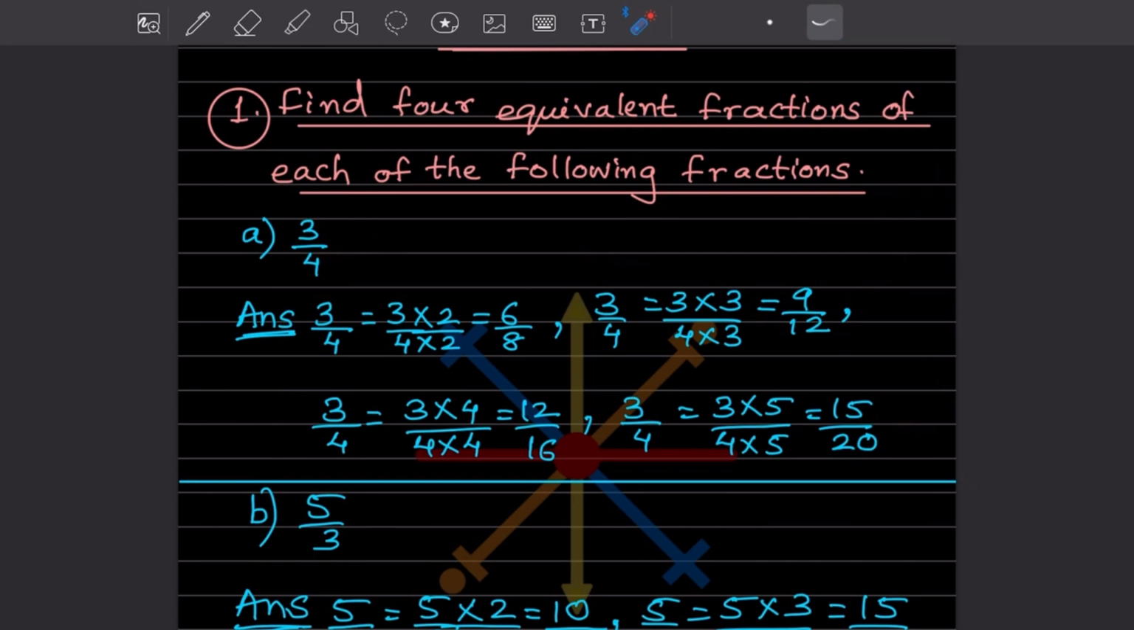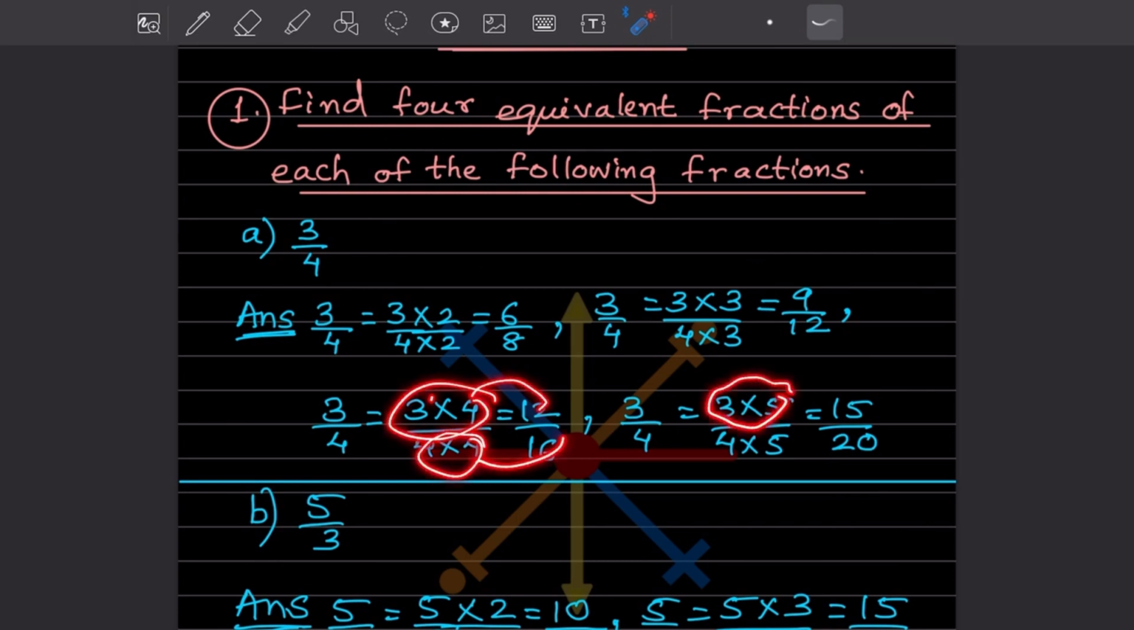So this number you can multiply by any number. Whatever you get, that is the equivalent fraction. So now here I just did it for convenience: here I have multiplied by 4 and here I have multiplied by 5. So you get 12 by 16.